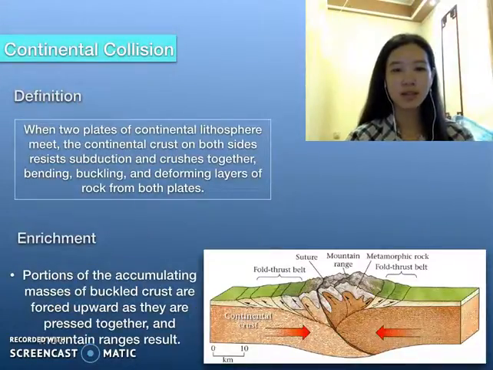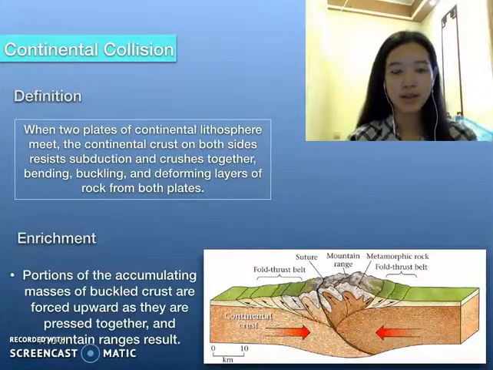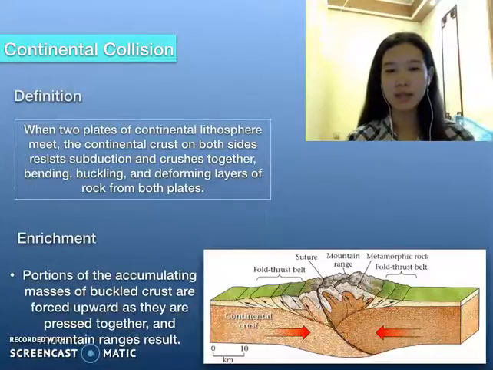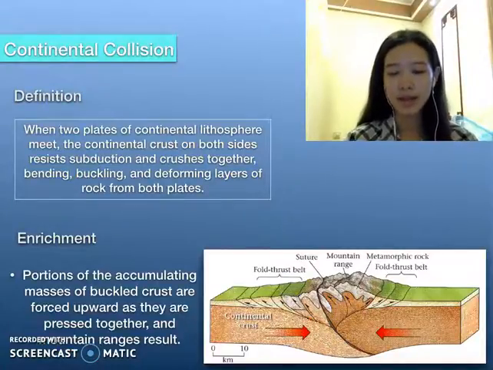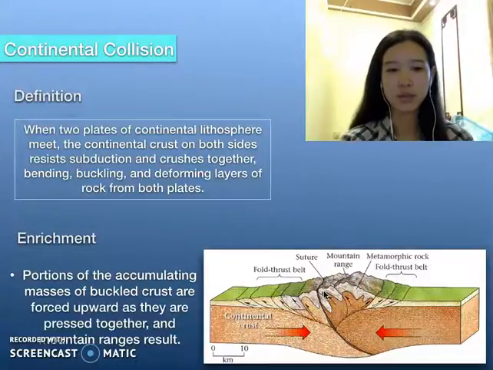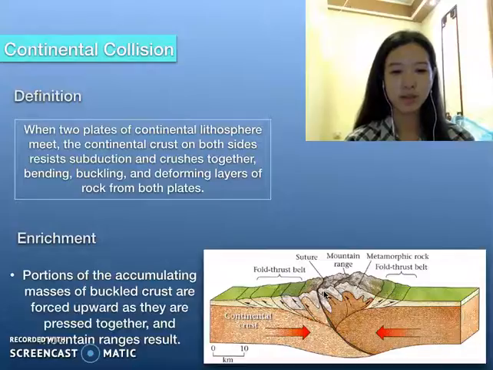Now let's look at continental collision. When two plates of continental lithosphere meet, the continental crust on both sides resists subduction and crushes together, bending, buckling, and deforming layers of rock from both plates. And if you look at the diagram here, a continental collision is when two continental crusts collide. And you can see that here's the mountain range. A mountain range is caused by continental collision. Portions of the accumulating masses of buckled crust are forced upward as they are pressed together, and mountain ranges result.